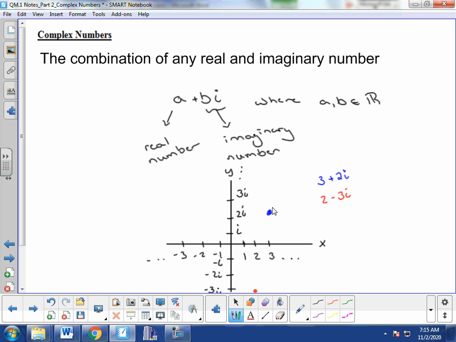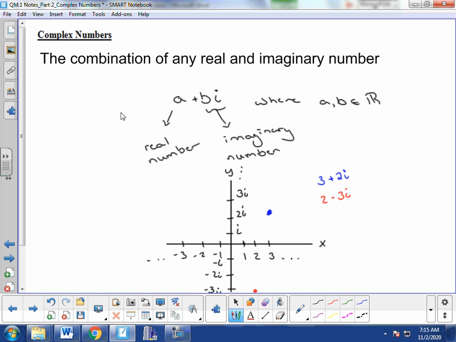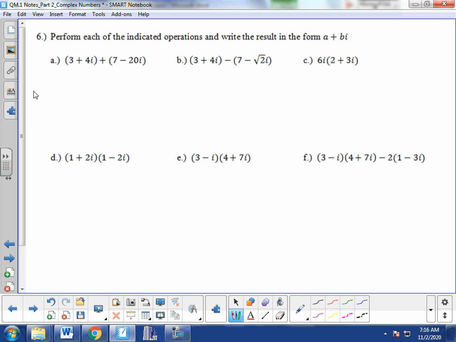What I do expect you guys to be able to do is deal with complex number arithmetic. So we're going to look at addition, subtraction, and multiplication of complex numbers. So let's take a look at example 6. In 6, the directions say perform each of the indicated operations and write the result in the form a plus bi. This is the standard form for a complex number, what we saw on the previous page: a real number plus an imaginary number.